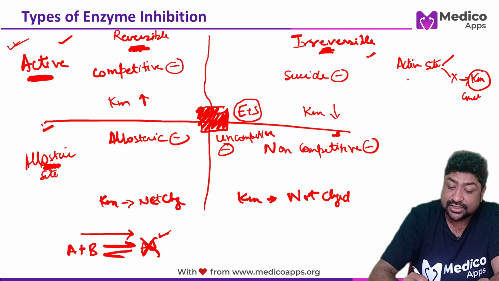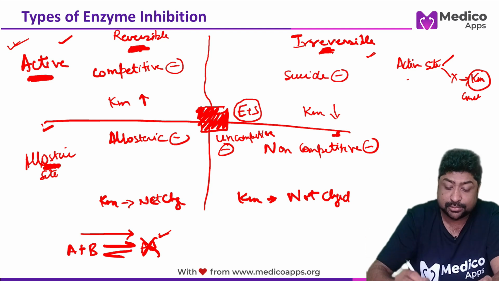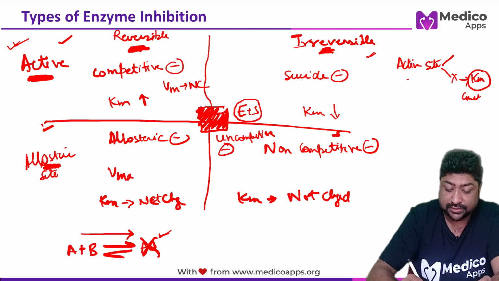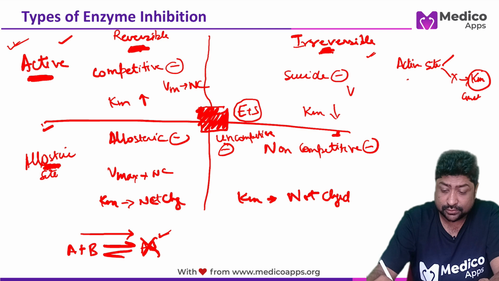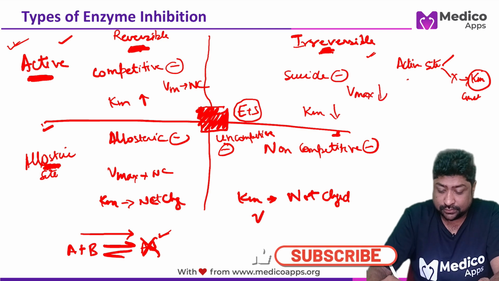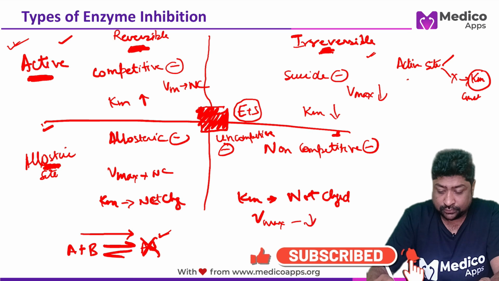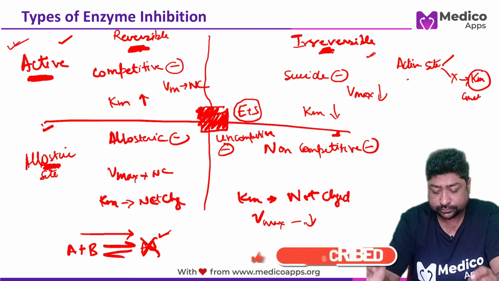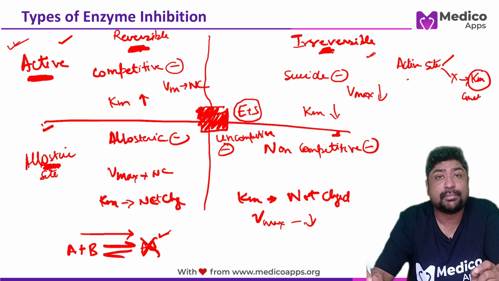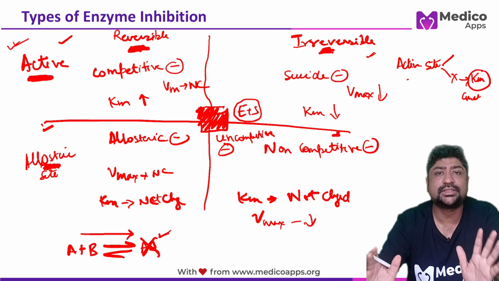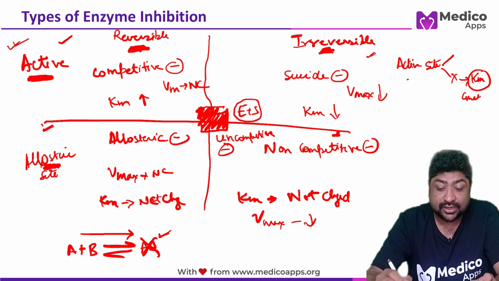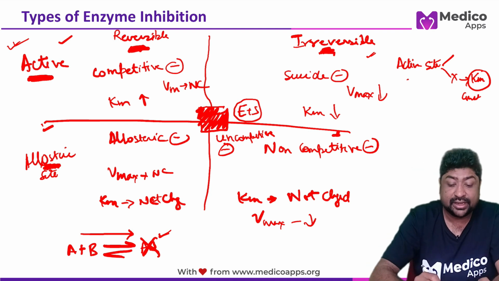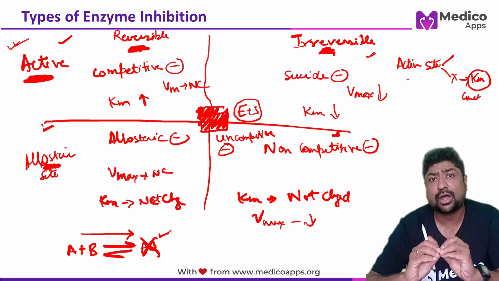Now let's talk about anything which is reversible and irreversible. Anything which is reversible, remember, Vmax will not change. Anything which is irreversible, Vmax will decrease. If you remember this concept, that Vmax depends on whether the inhibitor is reversible or irreversible, and Km depends on whether it is acting on the active site or the allosteric site, now you can solve any question.